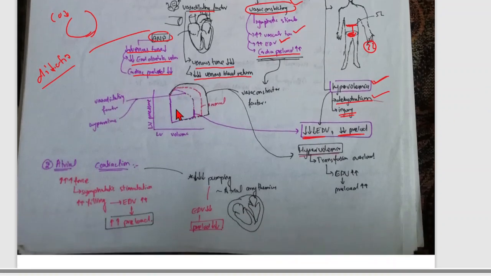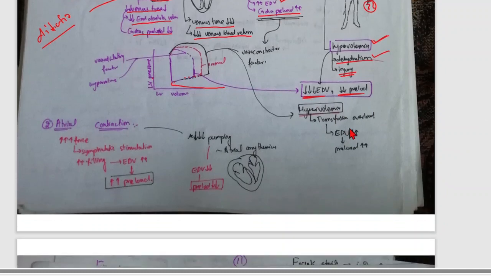Okay, now in the graph you can see this red line is the volume. This is the normal volume. If the volume is decreased, you can see the end diastolic volume is really decreased, and the preload is also decreased. If you see this pressure, if the volume is decreased, pressure is also decreased, so the preload is decreased. Now this is hypervolemia. If there is transfusion overload, if more blood is transfused, end diastolic volume is increased and preload is also increased.